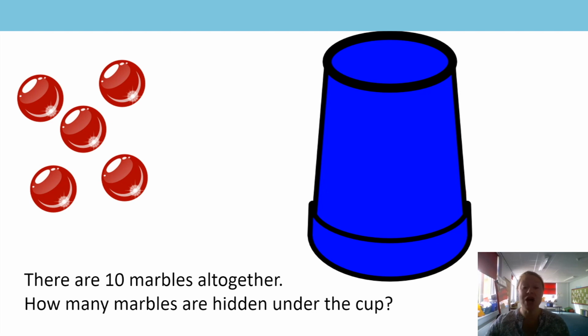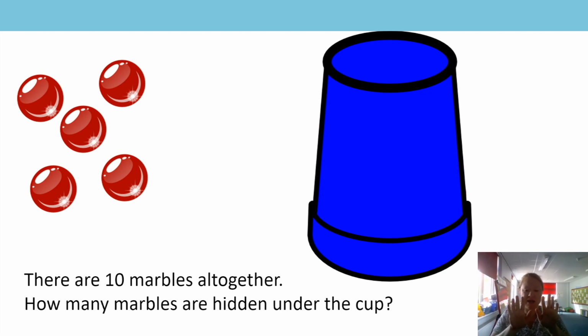So if we know that we have 10 marbles altogether, there must be some hidden under the cup. How many marbles are hidden under the cup? So over on this side we have 5. So our other part that goes with 5 to get to the whole is under here. Do we know what that is now? Do we know what goes with 5? We've got 10 digits on our hands, 10 fingers.